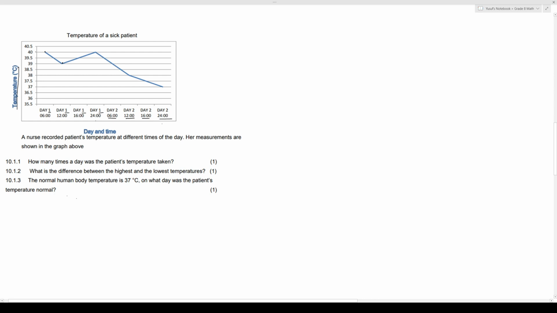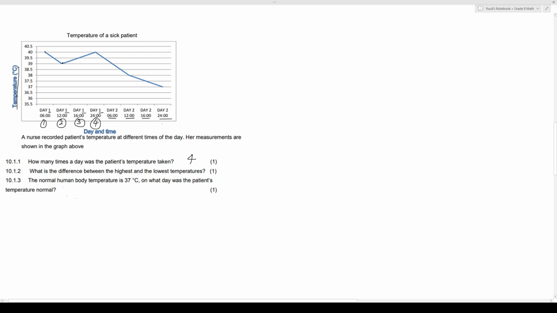So let's look at the first question, which asks how many times a day was the patient's temperature taken. For this question, you just have to look at the times at which the temperature was taken. For example, if I am looking at day 1, it was taken at 6 o'clock, 12 o'clock, 4 o'clock, and again at 12 midnight. That gives me a total of 4 times a day the patient's temperature was taken.